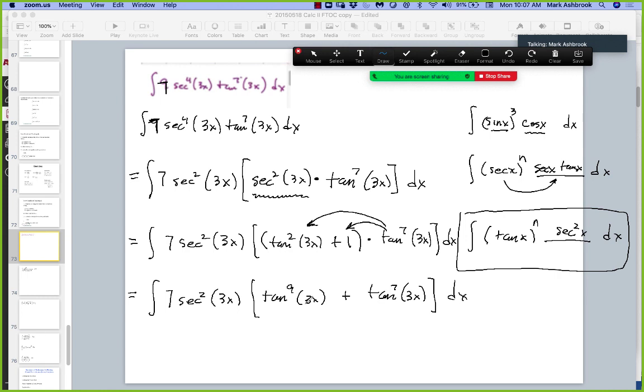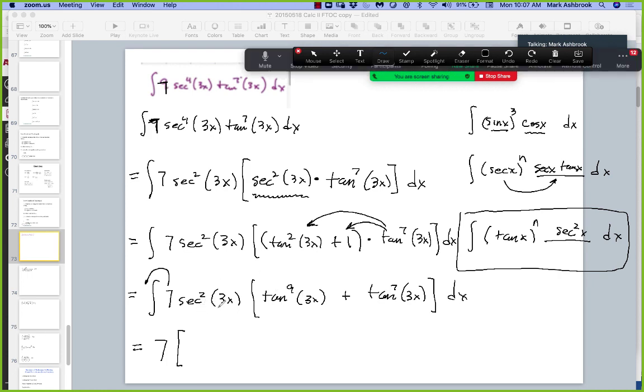And so now I actually have two undoing-the-chain-rule pieces. I have the secant squared paired up with tangent to the 9th, and the secant squared paired up with tangent to the 7th, both of which are undoing the chain rule. And then I have another layer of undoing the chain rule with the 3, so we're going to have to take care of the 3 too. So I can just pull the 7 all the way out here in front and forget about it, and then do 7 times the antiderivative. What's the antiderivative of secant squared times tangent to the 9th? Tangent to the 10th.